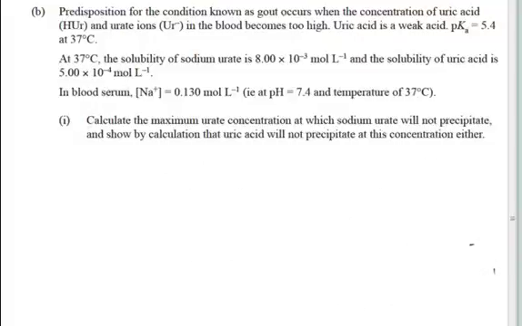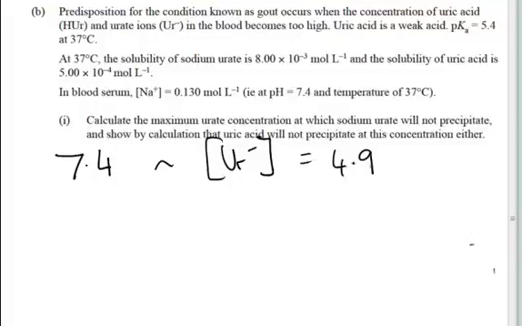So what have we just worked out? We've worked out at pH 7.4 the urate ion concentration at which a precipitate will form is going to be equal to 4.9 times 10 to the negative 4 moles per litre. So we've done part of the calculation there.